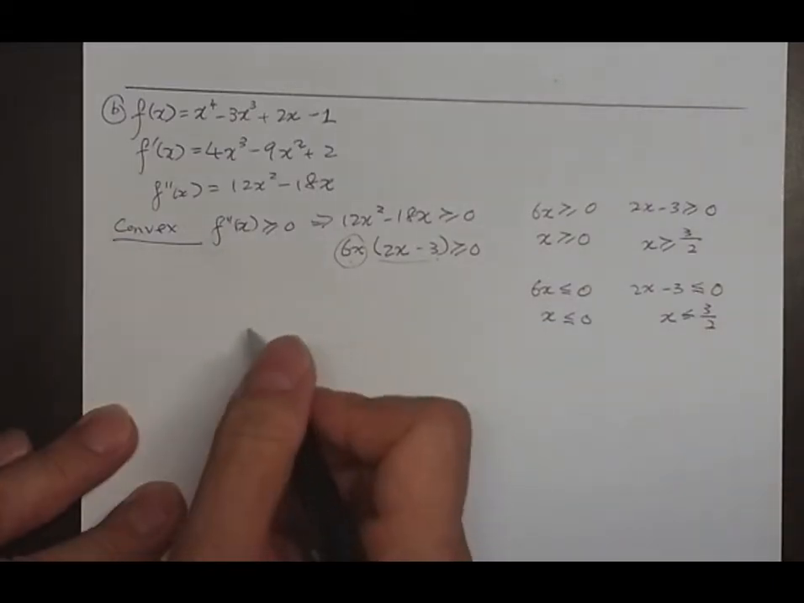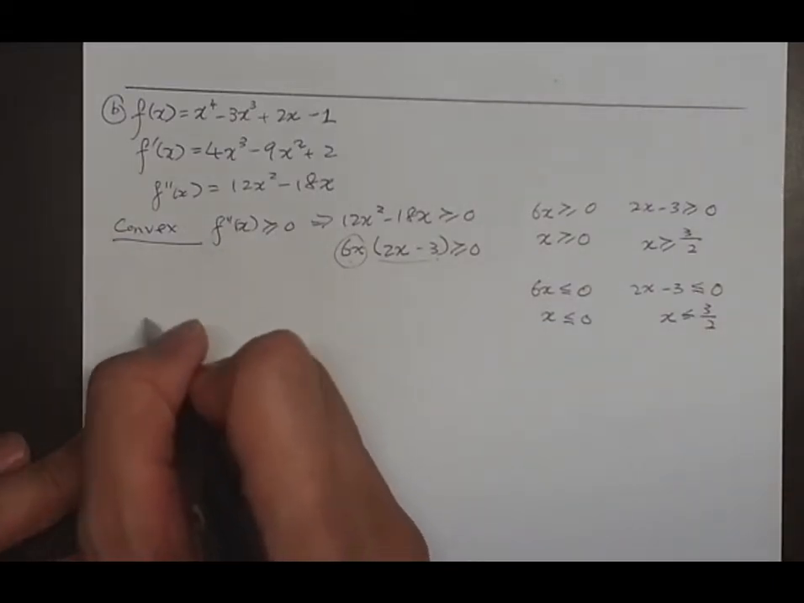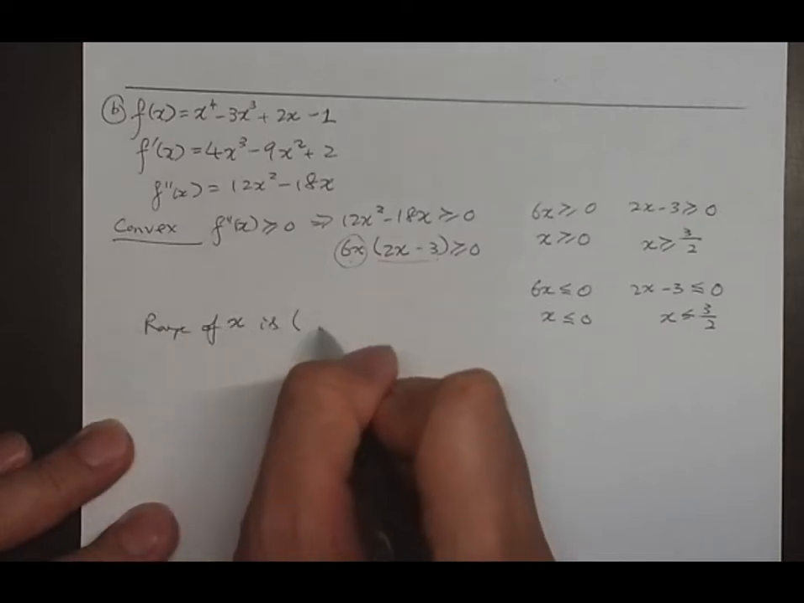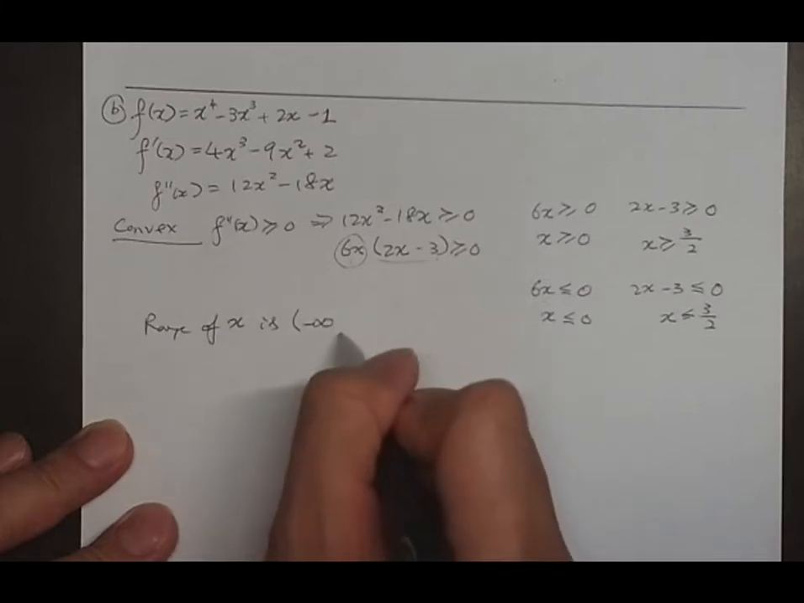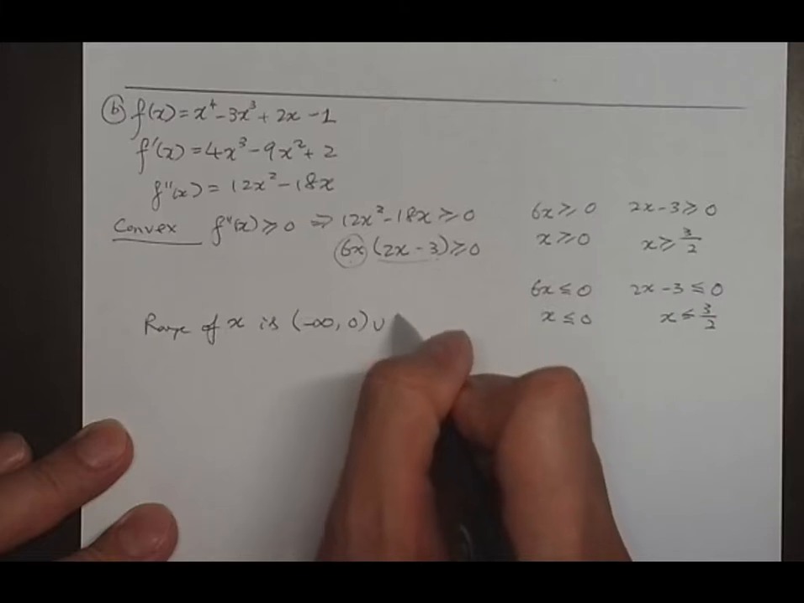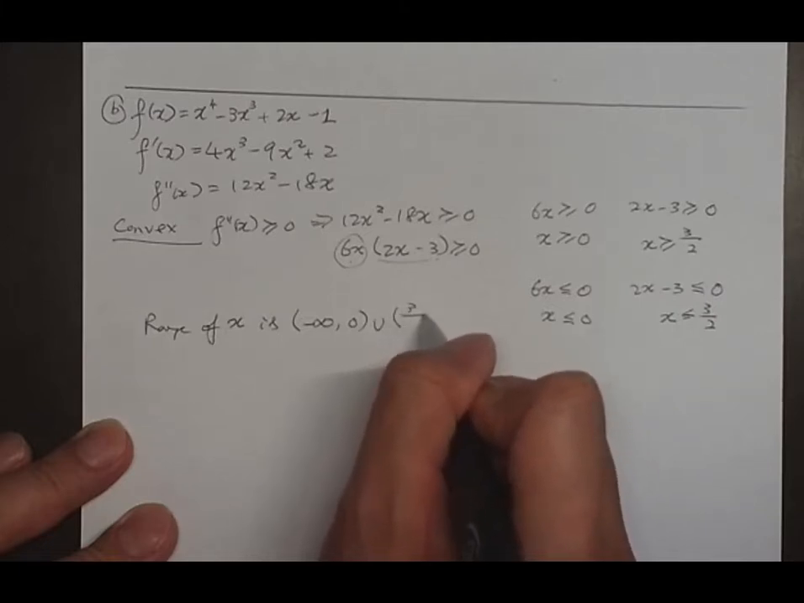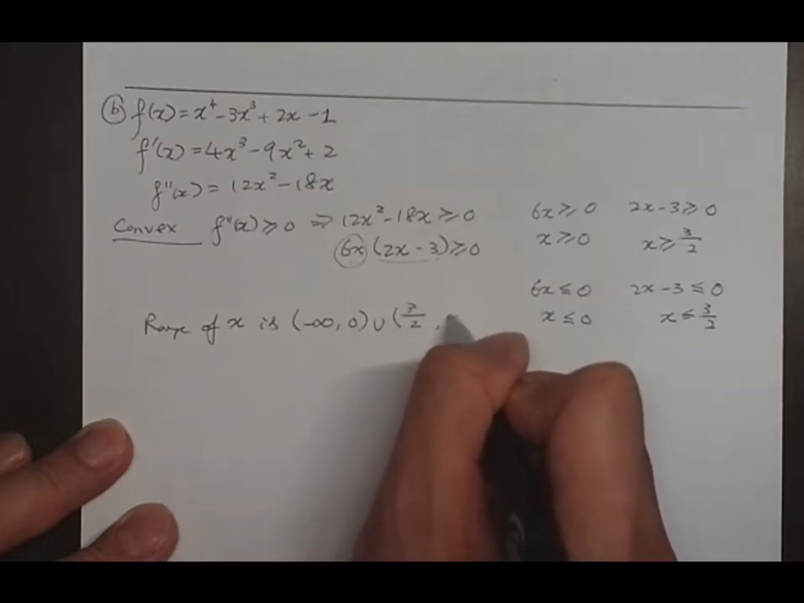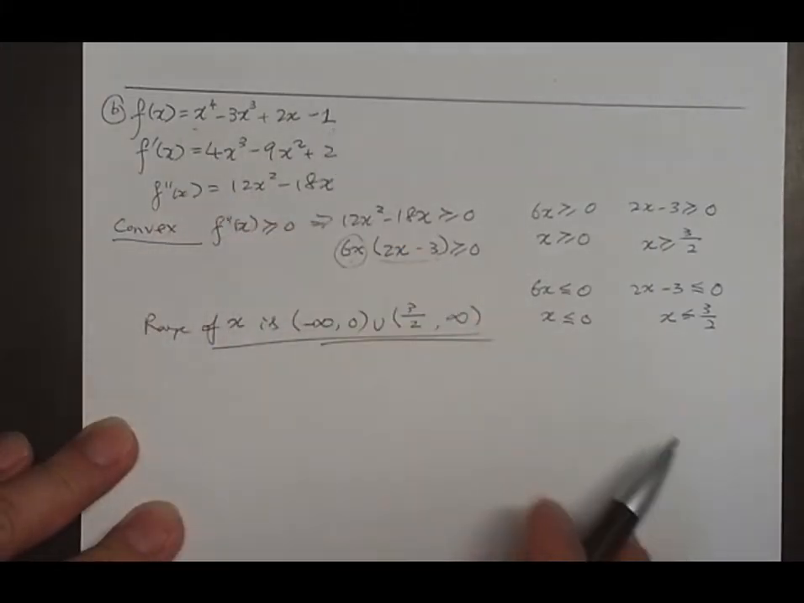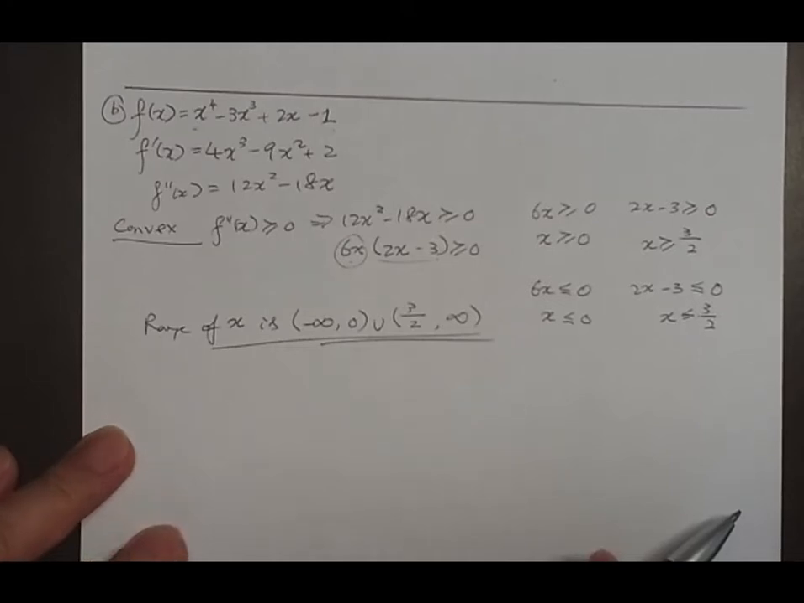So for the convex case, the range of x should be from minus infinity to 0, and the union of 3 over 2 to positive infinity. This is the range where this function is a convex curve.